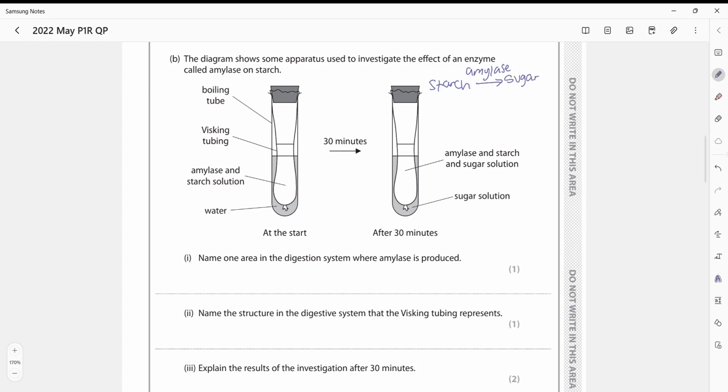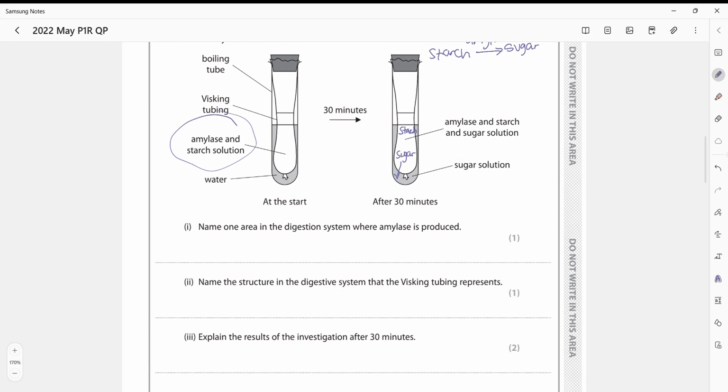So here, in the beginning, we have the amylase and the starch solution inside of this Visking tubing. And what would happen is that the amylase would break down the starch into smaller sugar molecules, and the sugar molecules are small enough to actually diffuse out. So they're able to diffuse out. However, the starch would remain inside of the Visking tubing because they're too large to pass through the pores in the Visking tubing.